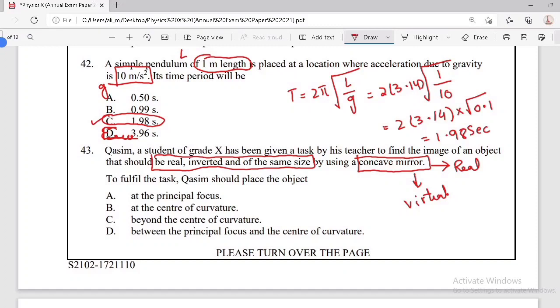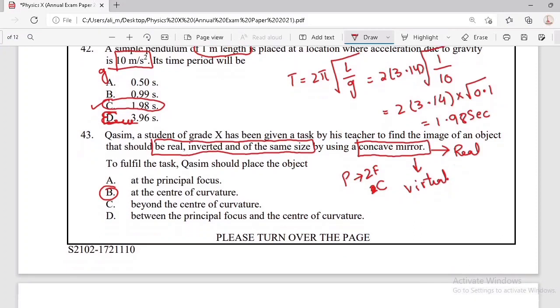So real, inverted and of the same size, the image could be formed when the position of the object is at 2F, or at the point of the center of curvature. So the correct answer would be option B, at the center of curvature.